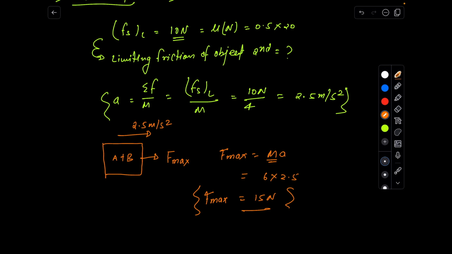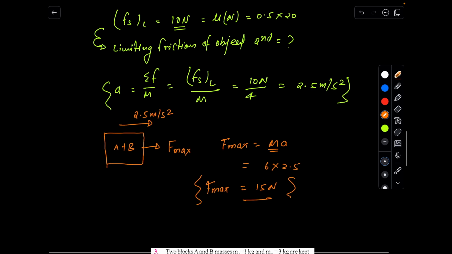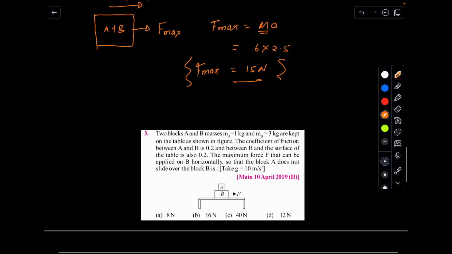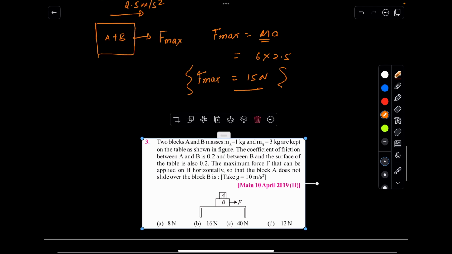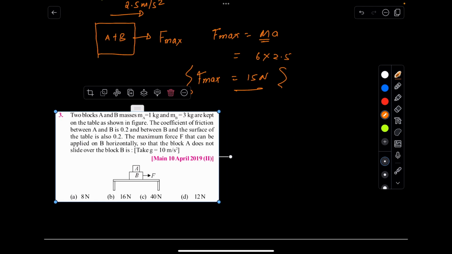2 kg is going to be 2.5 meter per second square, and the acceleration of the 1 kg we can calculate from, we know now the friction between them is 10 Newton, right? From that we can find out the acceleration of the 1 kg. Okay. Now similar to this is a PYQ of the JEE Mains.